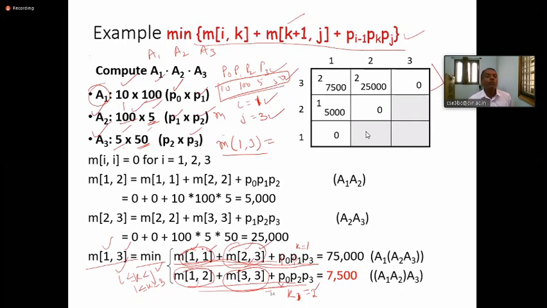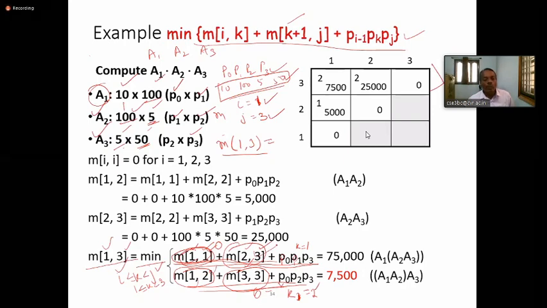M of 1 comma 1 means only one element is there. Only one matrix is there. With one matrix, there is no multiplication. That's why this we can take as 0. M of 3 comma 3, this we can take as 0. M of 2 comma 2, that we can take as 0. Only one matrix. 2 comma 2 in the sense only one matrix. Okay.